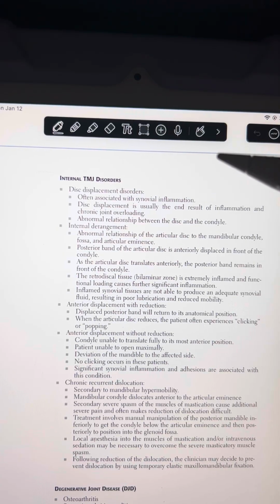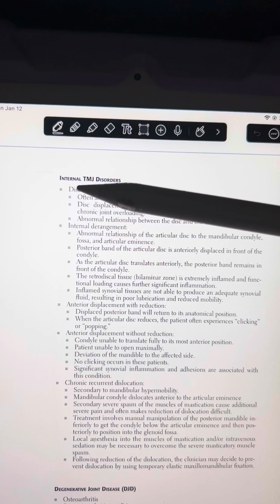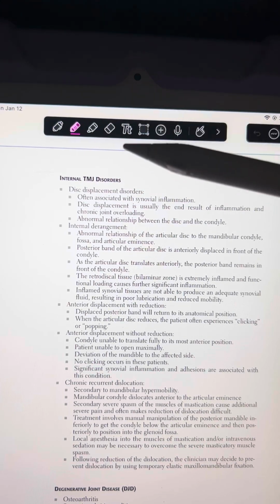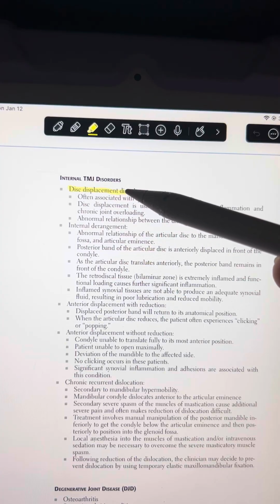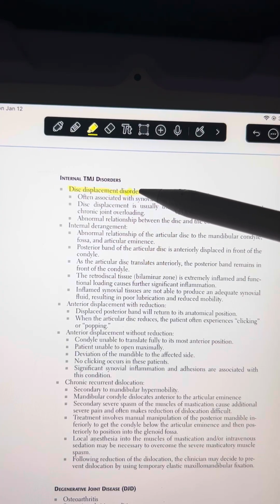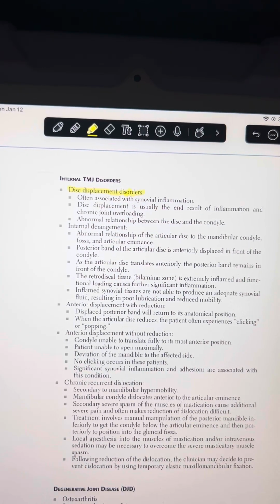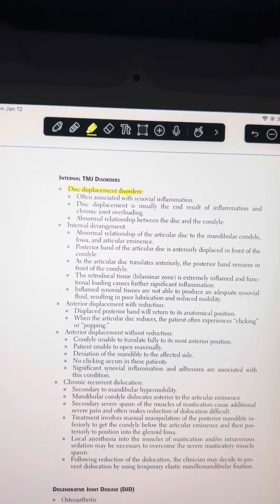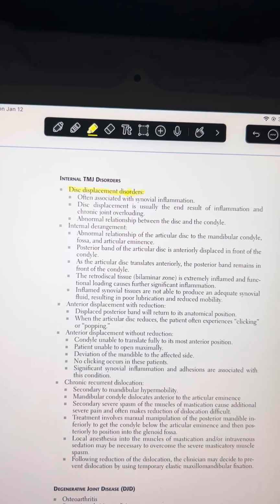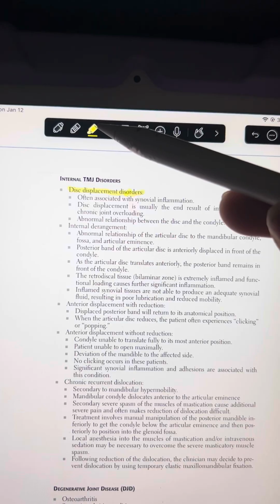So let's start. The first disorder is the disc displacement disorder. The first distinction is that it is often associated with synovial inflammation, and this displacement is usually the end result of inflammation and chronic joint overloading. So there is an abnormal relationship between the disc and condyle. This is the disc displacement, and it is due to internal derangement.